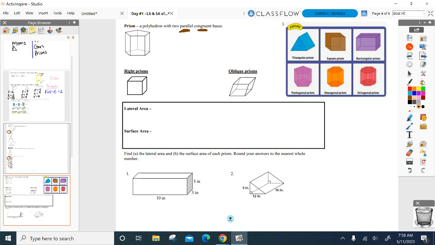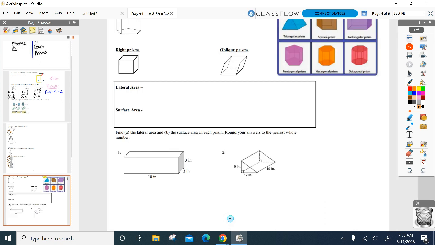So everyone see this one I put up here? What shape are the bases in this one? What's the shape of the base? What is that shape on the top and bottom? Pentagon, right? So I'd call this a pentagonal prism. You name a prism by its base. All right? All right, 2 different areas we're going to find.